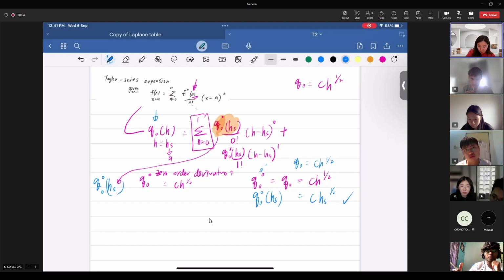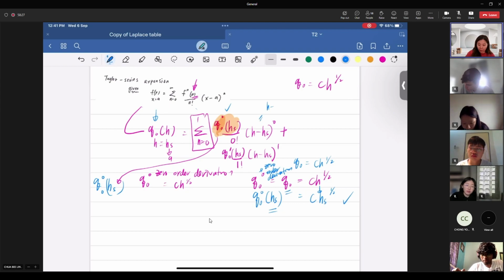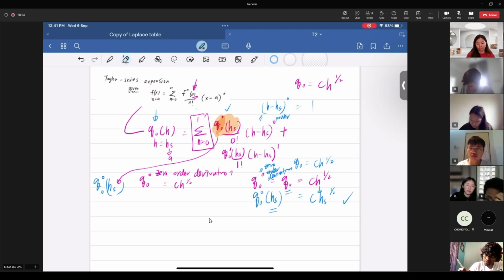So this is 0 order derivative, meaning that it will be exactly the same value just like the one given to you, CH power to 1 over 2. So as a function of HS means you just sub the H equivalent to the steady state value. Then you already solved the first part. Okay, then second part, H minus HS, this one is power to 0, means the answer is 1. So this one also done.